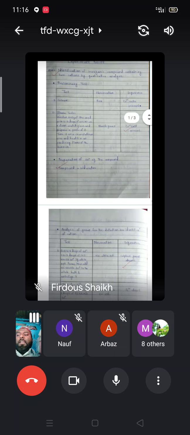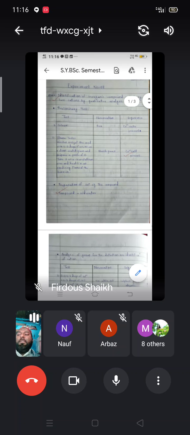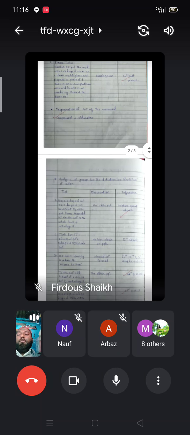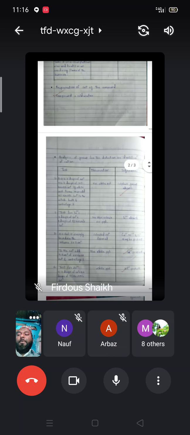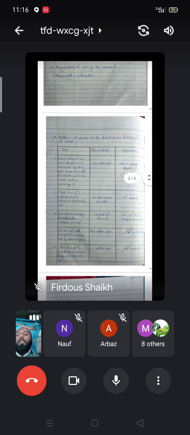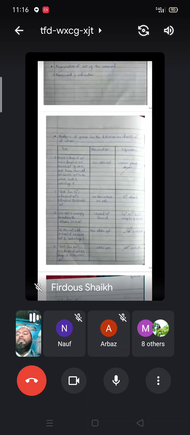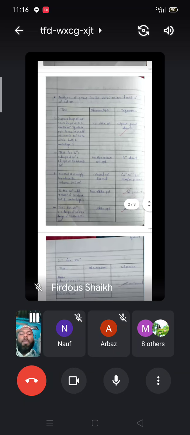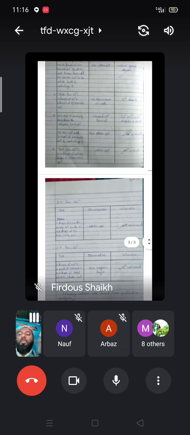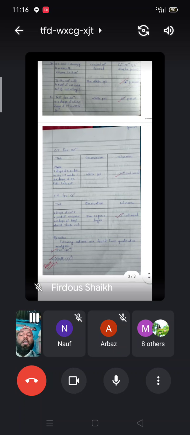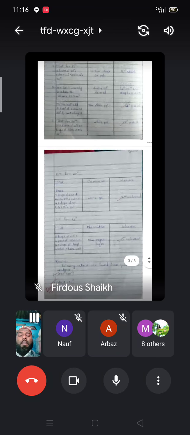Simple things are there. First of all, you can write the preliminary tests. Two preliminary tests are there. Then you have to prepare the solution for the analysis of the group. From that group we can detect or identify the cations. After the group analysis we carry out the confirmatory test, and finally you have to write the result. Very simple things we have to do.